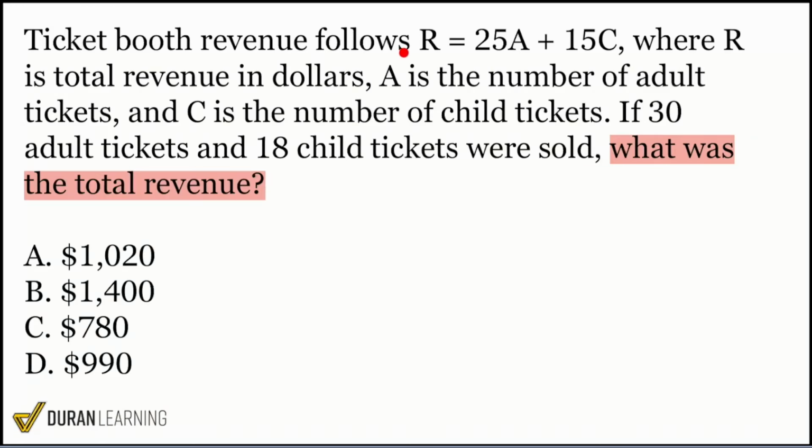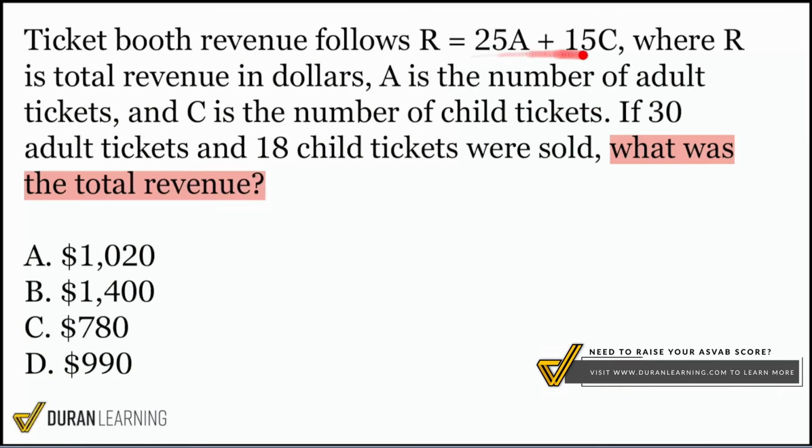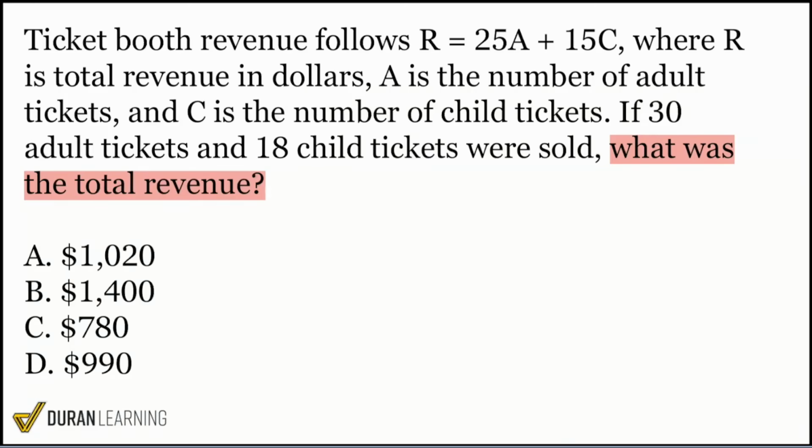So ticket booth revenue follows R equals this equation, whatever, right there, where R is total revenue in dollars. So instantly when I read this, everybody, instantly I'm thinking, hey, they just gave it to me. R is total revenue in dollars. That's that piece right there. But everybody, when you look at the equation itself, I hope we notice that we have A and C that we're going to have to figure out how to plug in. And thankfully, they tell us that A is the number of adult tickets and C is the number of child tickets. So when we set up our formula, everybody, the setup matters the most.